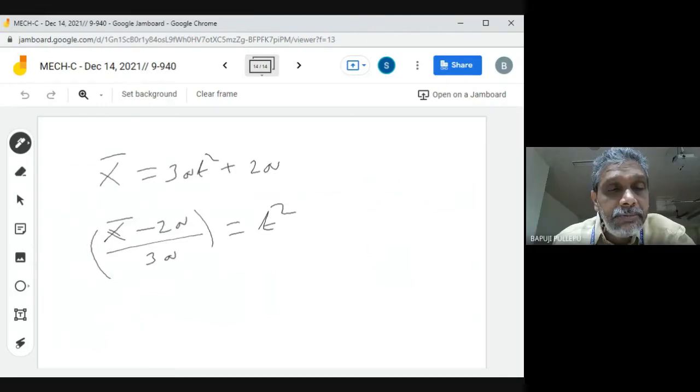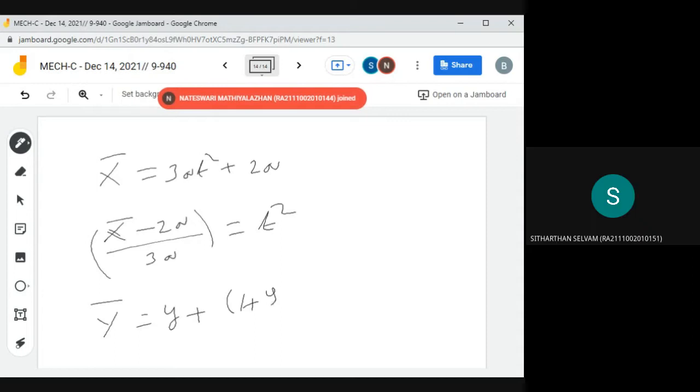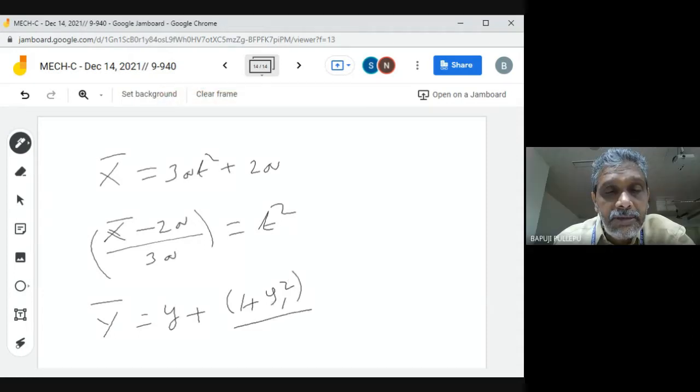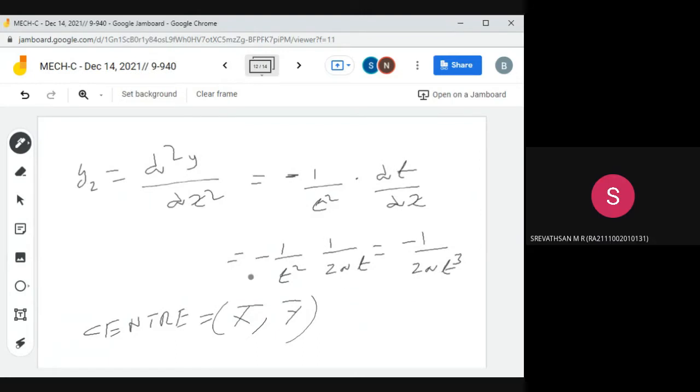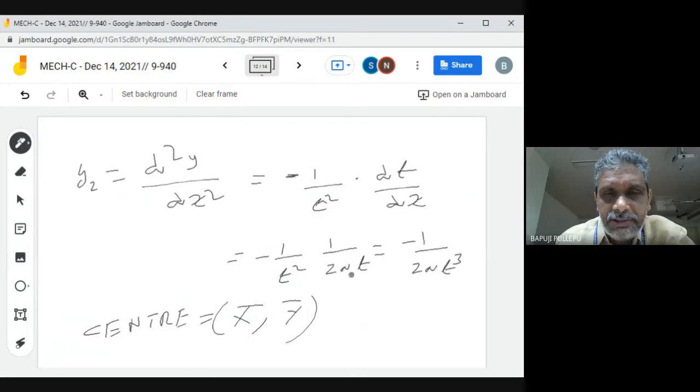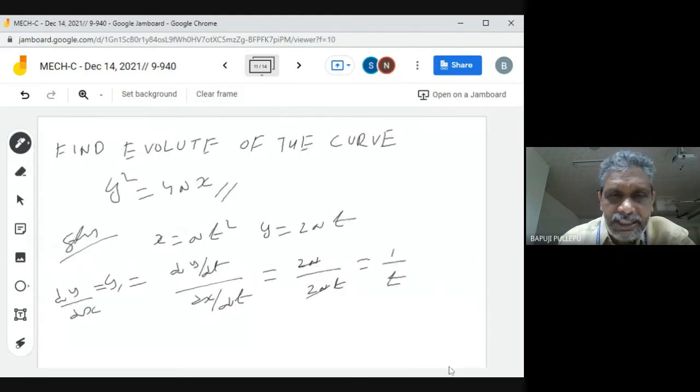Y bar is equal to y plus (1 plus y1 square) divided by y2. This y2 is for this fellow alone, correct? But who is our y? x is equal to a t square, y is equal to 2at. Everything is completed. Y1 is available, y2 is available. Y2 is what? Minus 1 by 2at cube. Y1 is what? 1 by t. Correct?